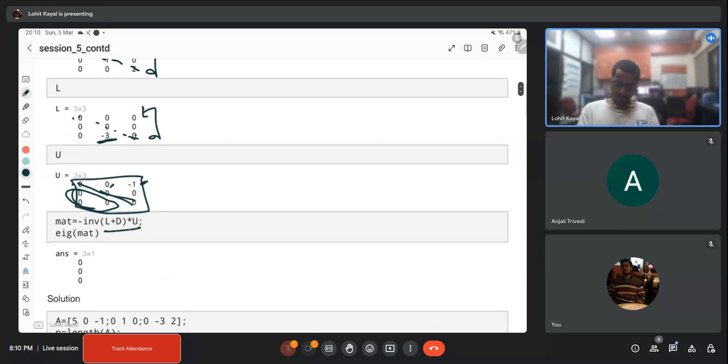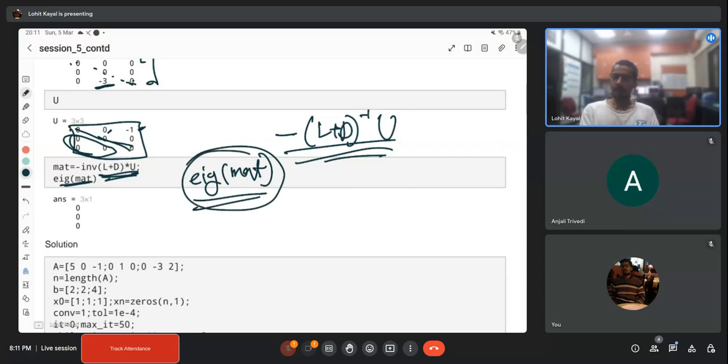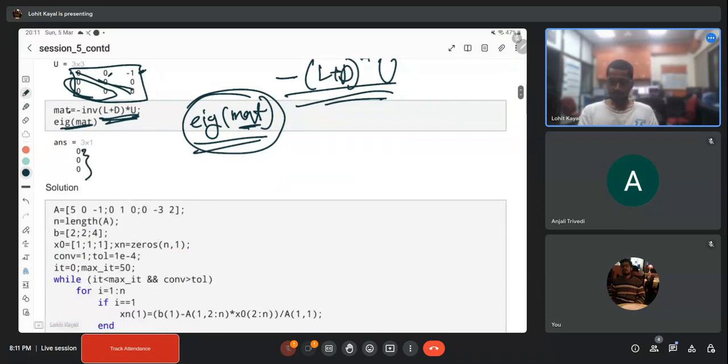I have told earlier that this matrix will tell us about the convergence in the case of the Gauss-Seidel method, not Jacobi. This is for the Gauss-Seidel method. So I have calculated that, and here this eig of mat, as I mentioned in the first class, will give you the eigenvalues of your matrix. Here the name of my matrix is mat, and all the eigenvalues are 0, which is less than 1. So my convergence criteria is satisfied.